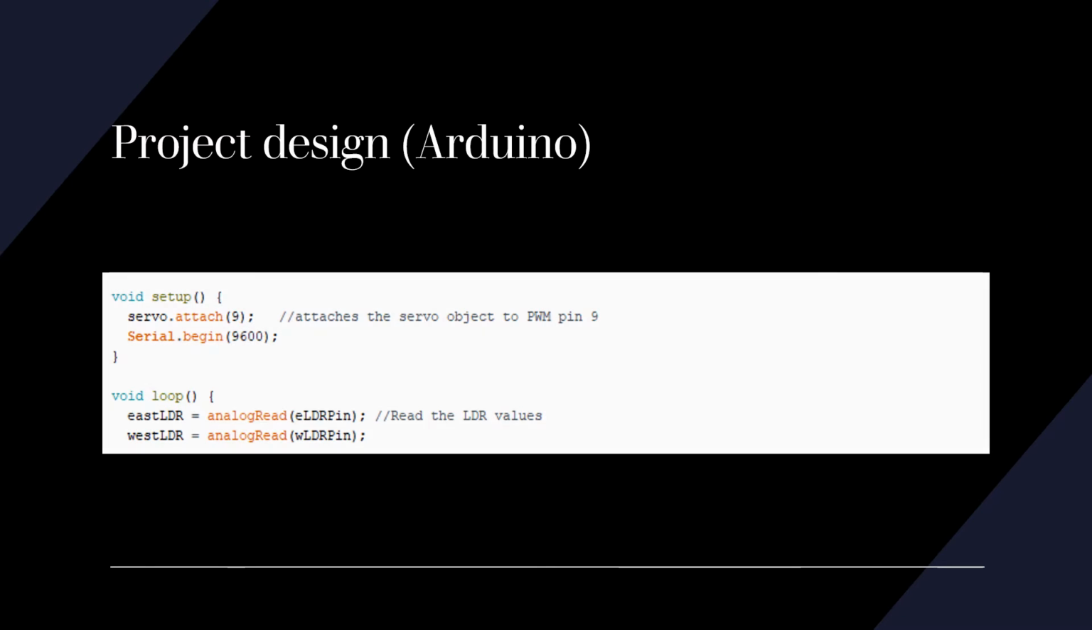Then this is part 2 of the project design. As you can see, there are two voids inside. The first void is setting the servo to pin 9 so that the Arduino board can receive the data. And the second void shows that when there is more light, the LDR value will be higher as well.